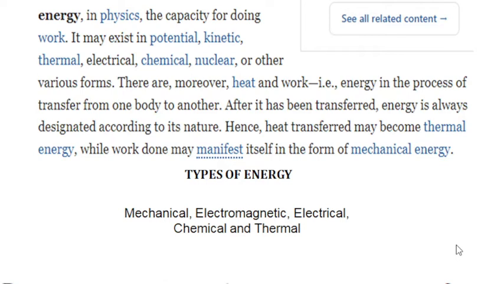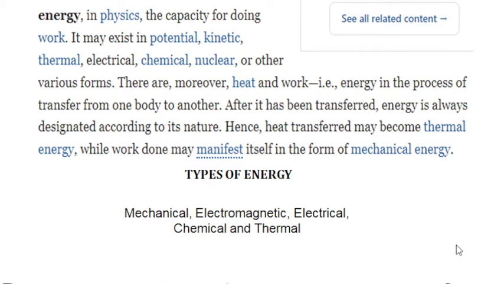For example, suppose someone is doing some work, then how is it possible? It is due to the presence of calories inside his or her body, isn't it? So that is possible only due to the presence of energy in our body. Okay, so we can define energy as the capacity of doing work, and these energies are of different types. For example, mechanical, electromagnetic, electrical, chemical, thermal.